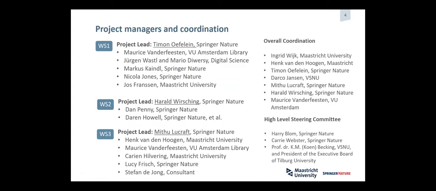For each of the work streams, we installed an interdisciplinary team along with a project leader. And here are all the names of key participants. Further, an additional management team coordinated the overall running of the project, meeting monthly for about a year and a half. In total, some 30 to 40 people were involved, with the bulk of work spread across six organizations. These are VSNU, UKB, Maastricht University, Freie University Amsterdam, Springer Nature, and Digital Science as our contracted technology partner.